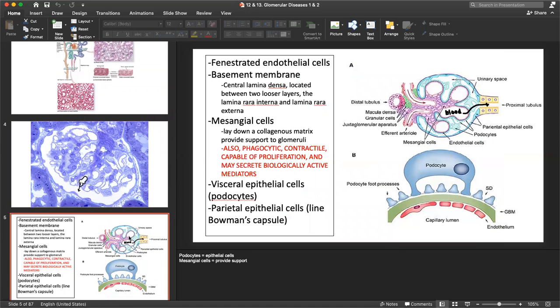Okay, so here's what the stuff is made out of. This is back to histology. So our podocytes are going to be epithelial cells, and then the mesangial cells provide support. They're going to be phagocytic, contractile. They can proliferate and secrete mediators. So you can see podocytes, they have the little feet, and we're sitting on our basement membrane. And then that's our lumen.